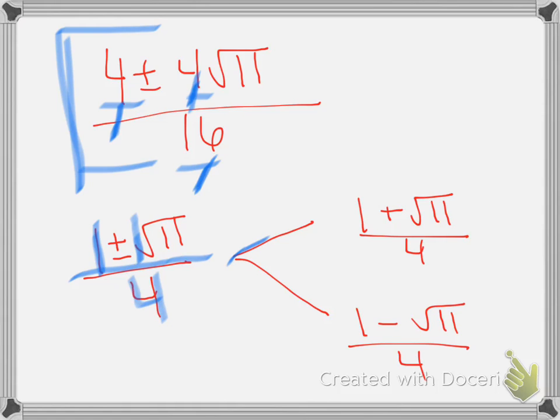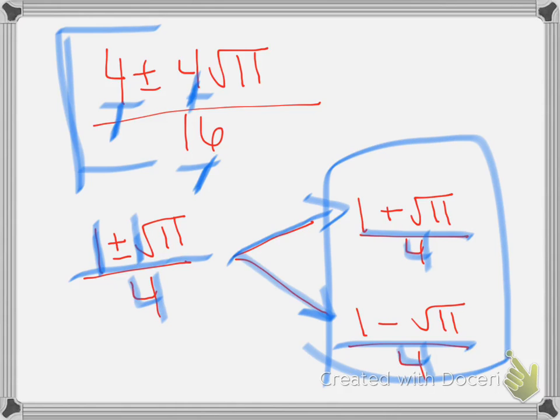And when I do plus, I get this, 1 plus the square root of 11 over 4. And when I do minus, I get 1 minus the square root of 11 over 4. I still end up with 2 answers here. So x equals this, and x equals this. And that's it. You're done.